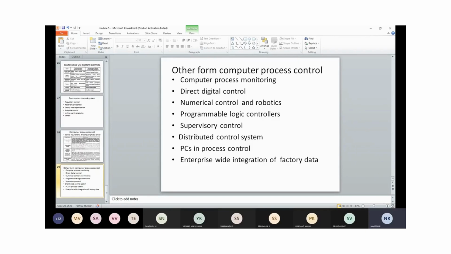So these are the other forms of computer process control: computer process monitoring, direct digital control, numerical control, programmable logic control, supervisory control, and distributed control.